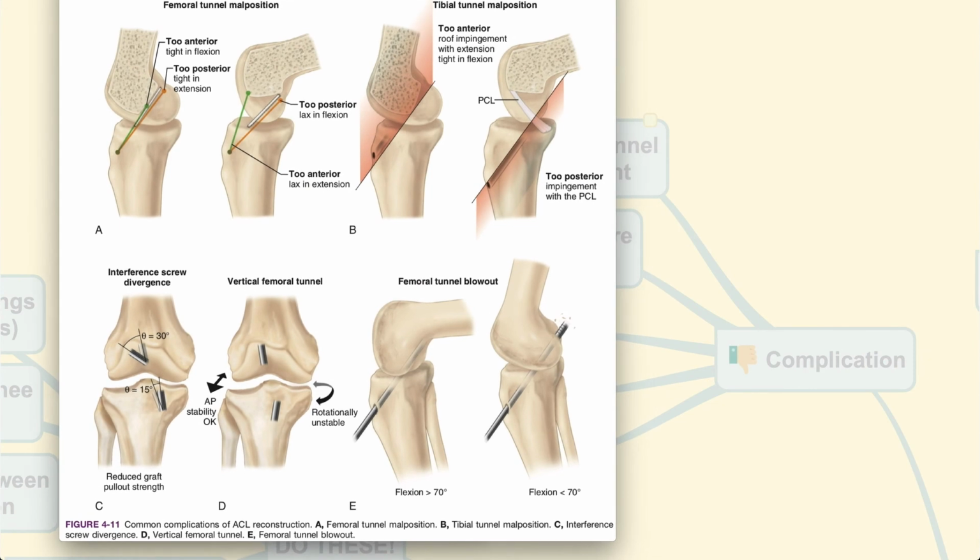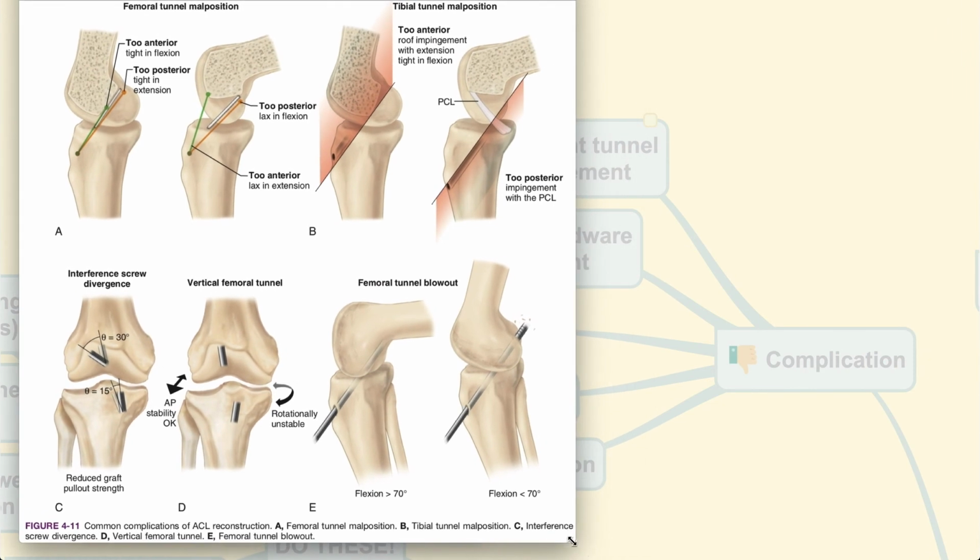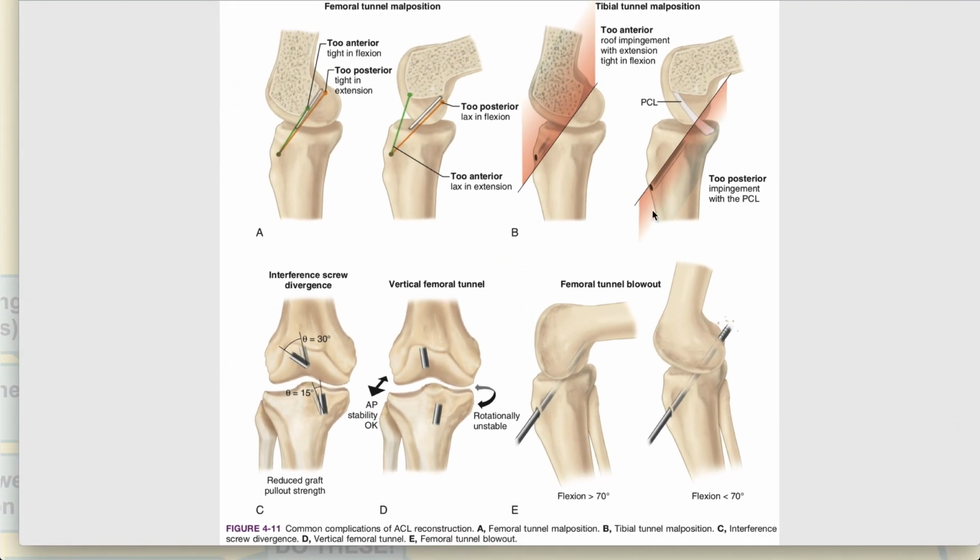This is a very good picture depicting most of the common complications of the ACL reconstruction. Starting from the first picture here, you can see that if the graft is placed too anteriorly, then there will be tightness in flexion. I usually memorize only one. If I see 2 points like this, I remember only one, because the other one should be the contrary. So I remember that any anteriorly placed structure will cause tightness in flexion. So naturally, anything that is placed too posteriorly will cause tightness in extension.